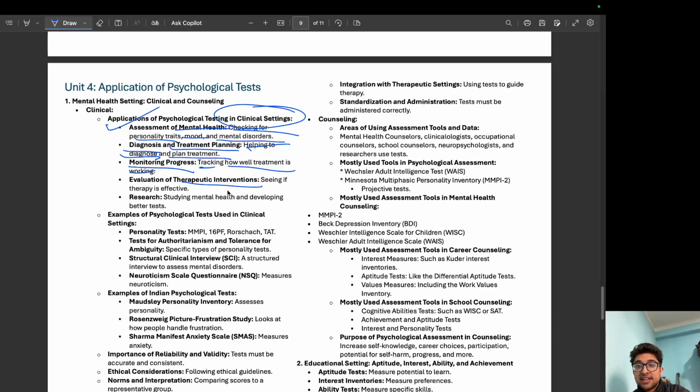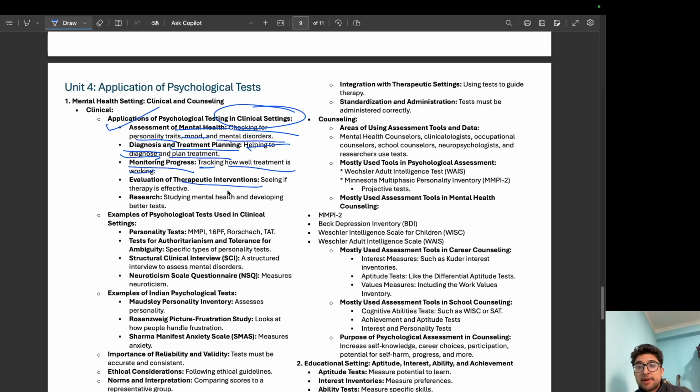Similarly in counseling, it's similar. It's also to assess, maybe not the diagnosis part, but maybe monitoring the progress of counseling, also evaluating whether counseling is going right or not, and we can also use it for research. So let's talk about school counseling.